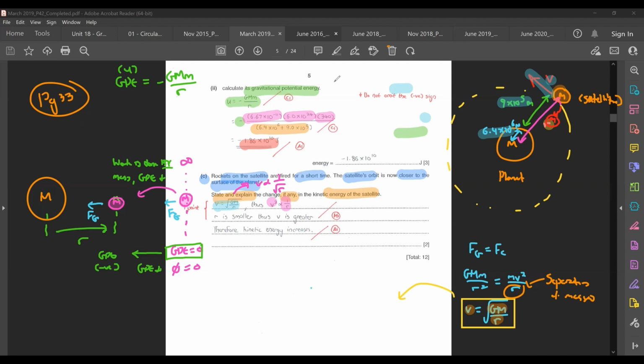So what you're really interested to know here is that when you are now closer to the surface of the planet, this means that your R has decreased. The separation between your masses has decreased. So when the separation between your masses has decreased, your velocity by right should increase. Therefore, your KE should be increasing. So you just say that your R is smaller, your v is greater, therefore your kinetic energy increases. Okay, so just like that.